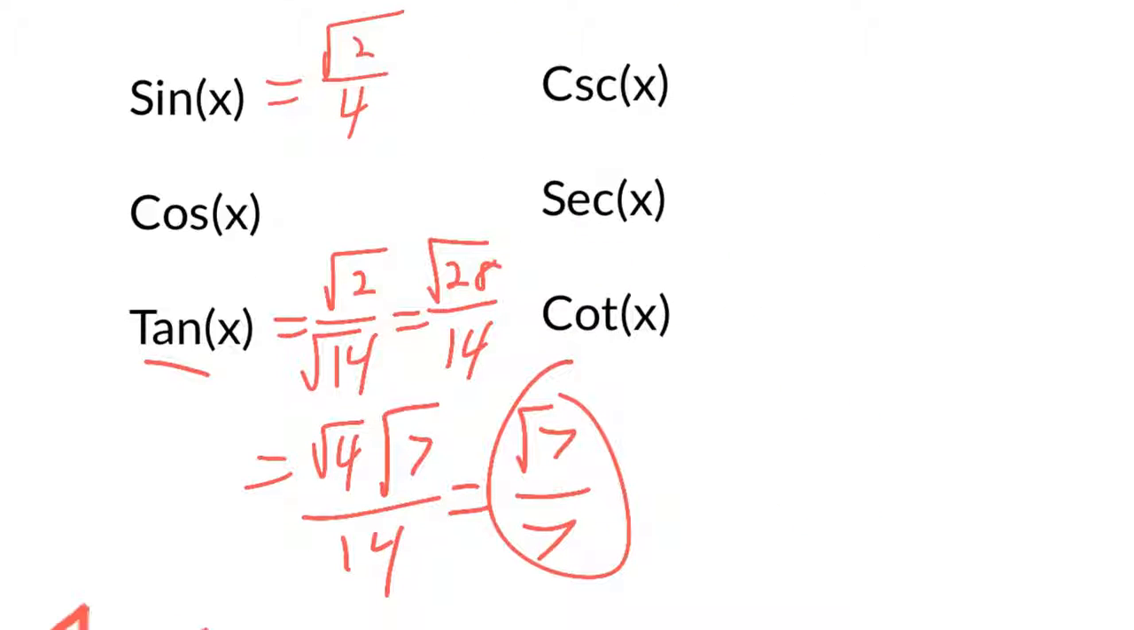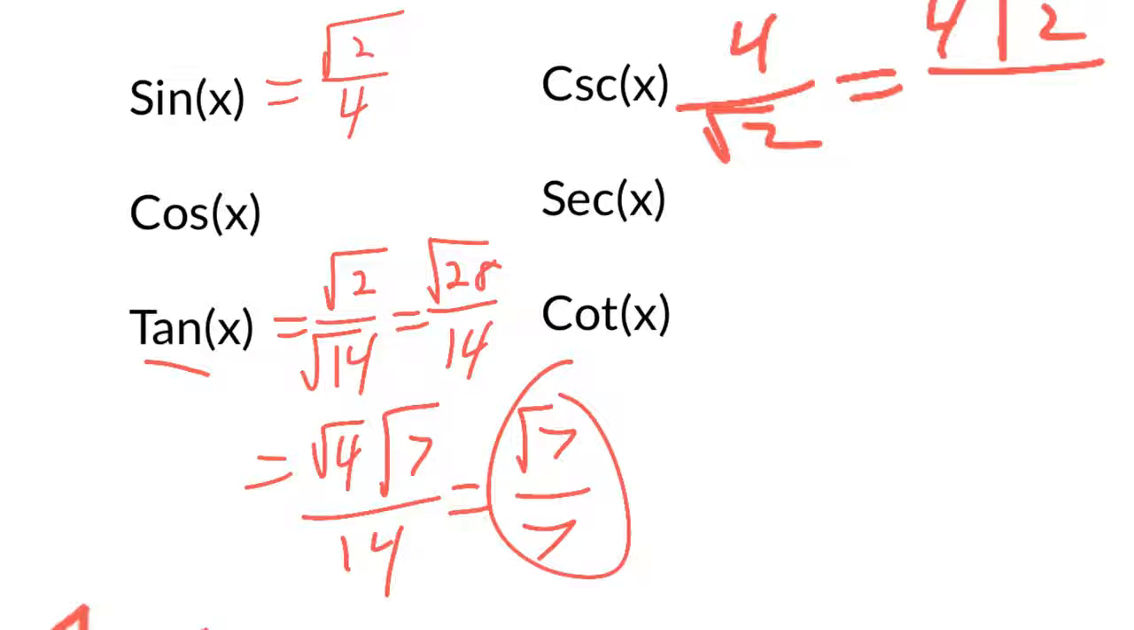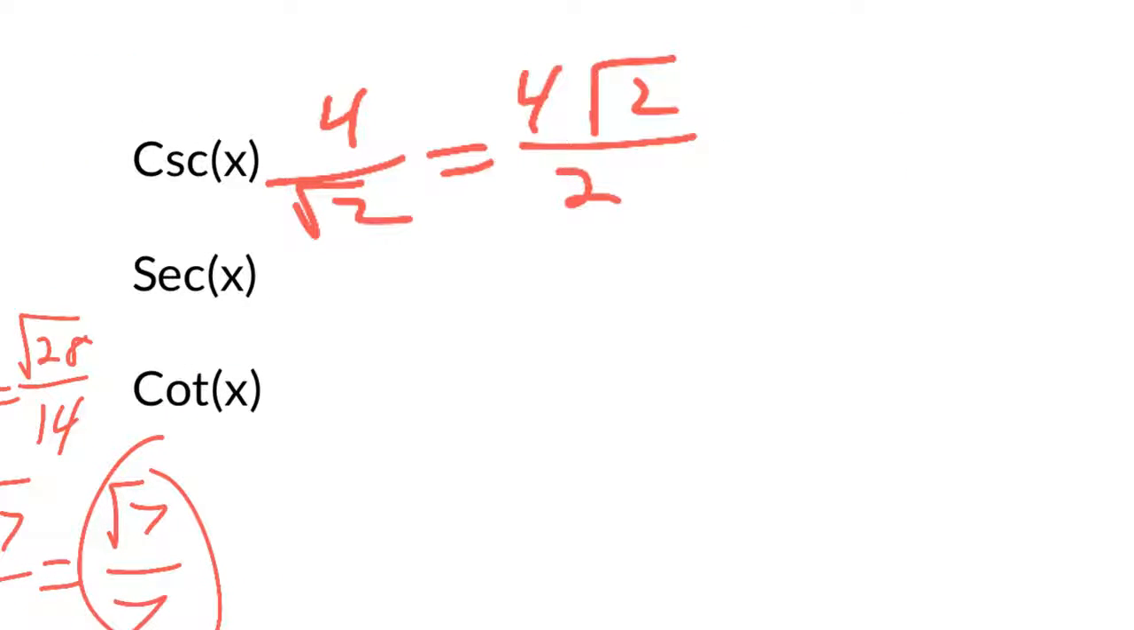And then for the other remaining trig functions, you can just flip them. Cosecant is 4 over square root of 2. But again, we don't like radicals in the bottom, so multiply the top and the bottom by 1 in the form of square root of 2 over 2. That can be reduced again too. That's 2 square roots of 2 for cosecant.